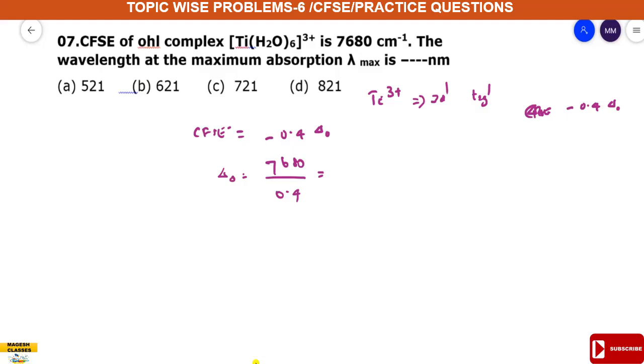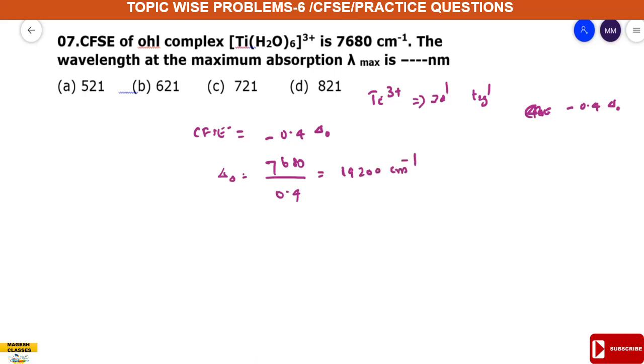The negative sign is only for the decrease of energy from the barycenter, and it is not the magnitude. So this is equal to 19200 centimeter inverse. This is delta O.